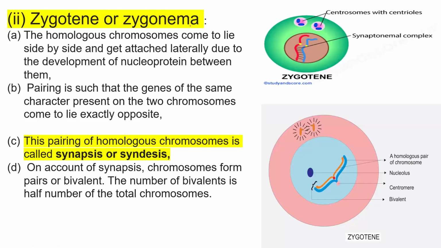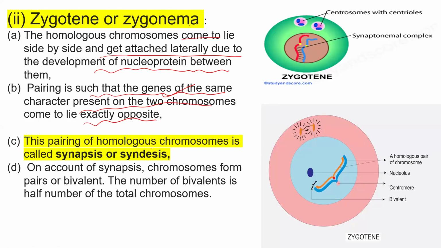In the zygotene stage, the homologous chromosomes come to lie side by side and get attached laterally due to the development of nucleoprotein between them. That nucleoprotein is the synaptonemal complex. Pairing happens between the two homologous chromosomes, maternal and paternal, such that the genes of the same character present on the two chromosomes come to lie exactly opposite.